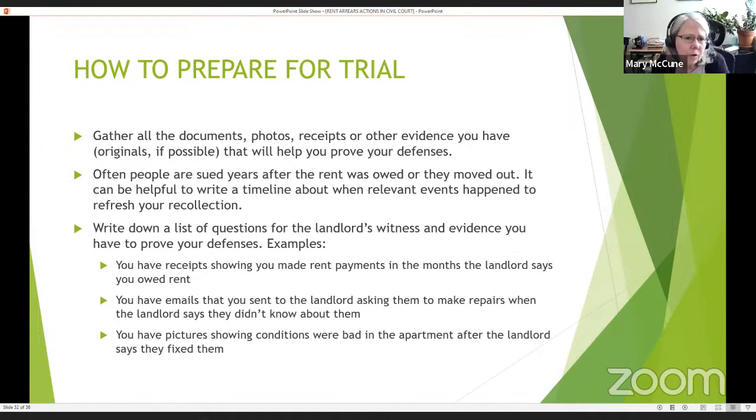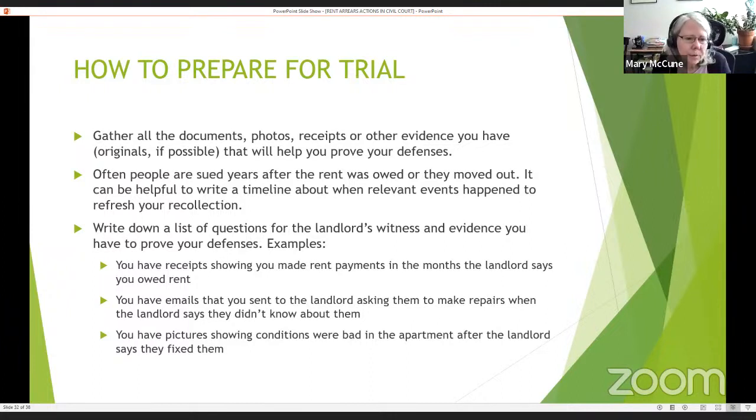Here's some tips on how to prepare for trial. Get together all your documents, photos, receipts, other evidence you have, originals if possible, that will help you prove your defenses. If you can, it's good to bring multiple copies, a copy for you to refer to, a copy to show the other side, and the original to give to the judge. But if it's on your phone or something, what are you going to do? If you have pictures on your phone, just bring your phone.